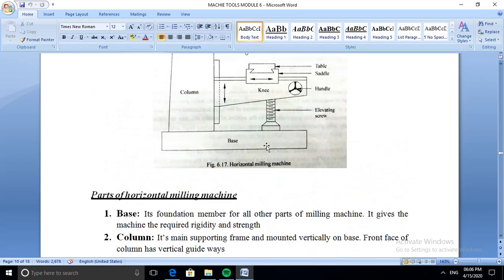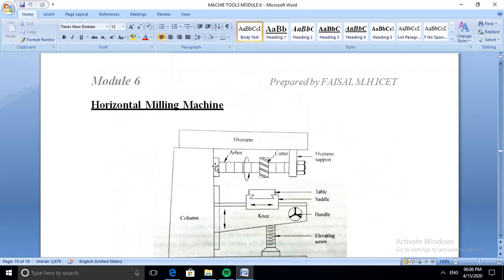Then the next component is a spindle. So here there is a motor. From this motor the power can be transmitted to the spindle. This is the spindle, not marked here. So the spindle receives the power from the motor, and the spindle rotates. The spindle continuously rotates.